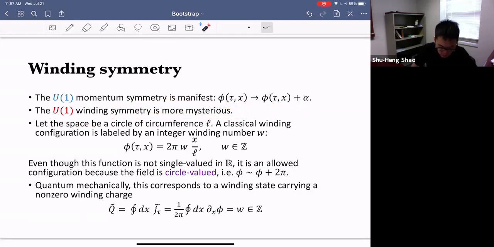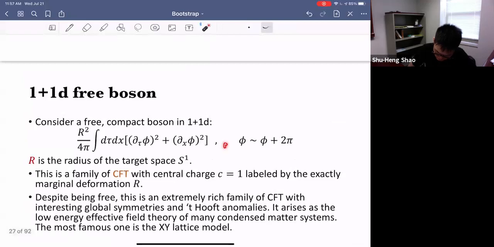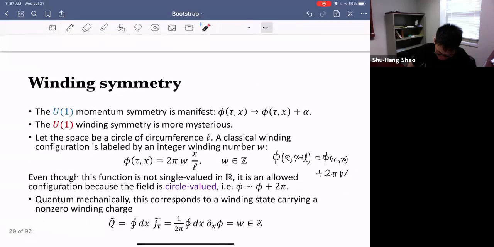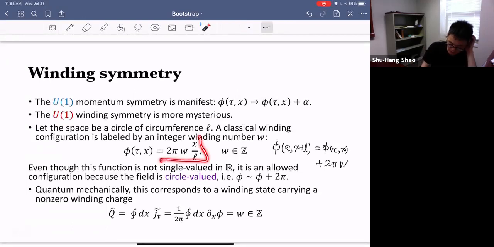Let the space of our 1+1D free boson be a circle of circumference L. A classical winding configuration is given as follows. It's linear in the coordinate x. So as you increase x from 0 to L, it doesn't go back to itself, but phi goes to phi plus 2 pi w. This will be an acceptable configuration if w is an integer. This is because phi, as defined here, is circle valued rather than real valued. So this is an allowed winding configuration with integer w.